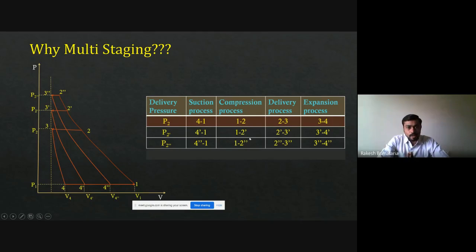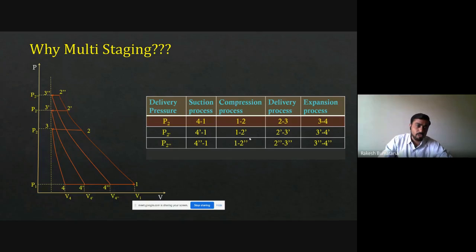Again, industrial demand gets raised. We need more pressure. Let's say I need 12 bar pressure, for another process industry. So now the challenge for engineers like you and me is to produce air at a higher pressure than 10 bar, that means at 12 bar. Then what will happen? What will we do?